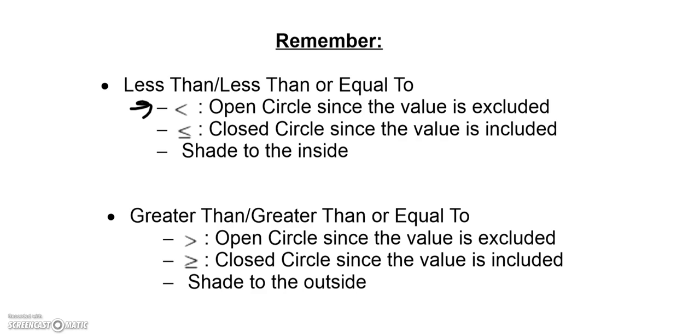Then you're going to shade to the inside. The next one that you could have is the greater than, which is the top one. It'll be an open circle since the value is excluded. And then greater than or equal to, which is the bottom one, will have a closed circle since the value is included. And for this one, we're going to shade to the outside, which you'll see later.